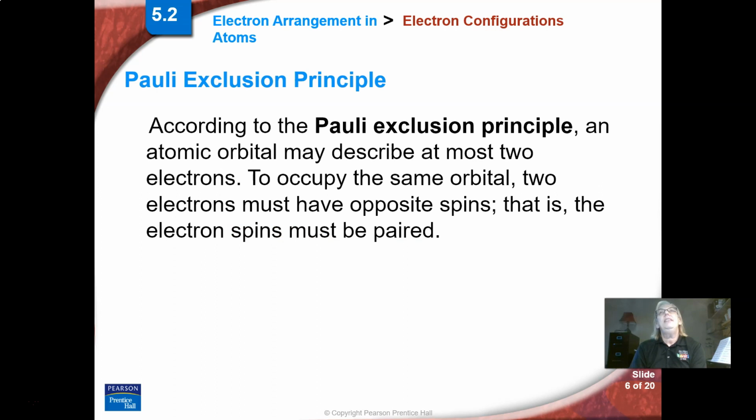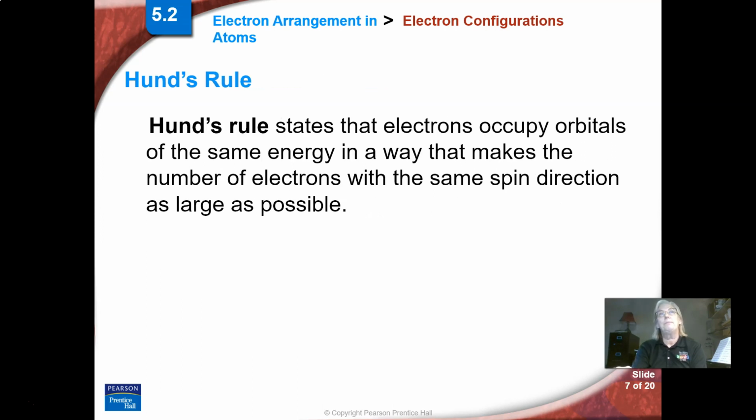And then the Pauli exclusion principle says that if you're using the same orbital like an s or a p, the electrons have to live in there, and they have to both spin in opposite directions to make the atom stable. So that's called the Pauli exclusion principle.